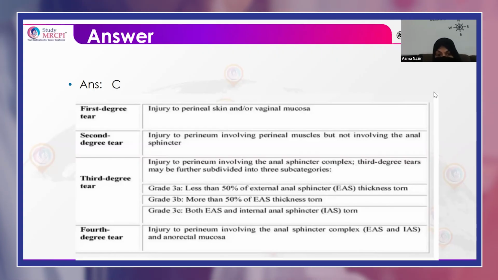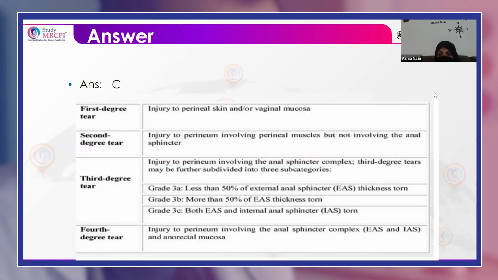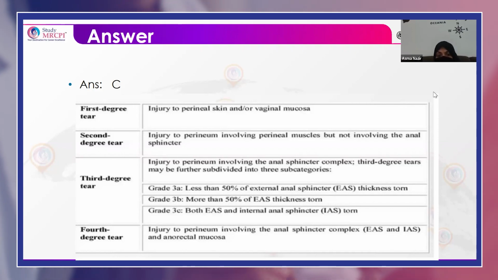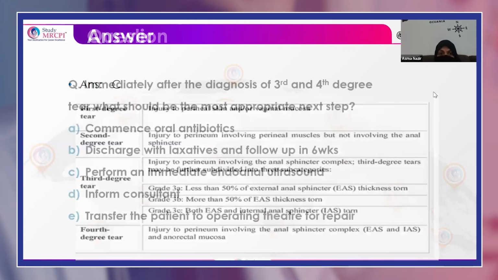In fourth degree tear, there is injury to the perineum involving the anal sphincter complex, which is the external anal sphincter, internal anal sphincter, and also the anorectal mucosa. Hope you find it helpful.